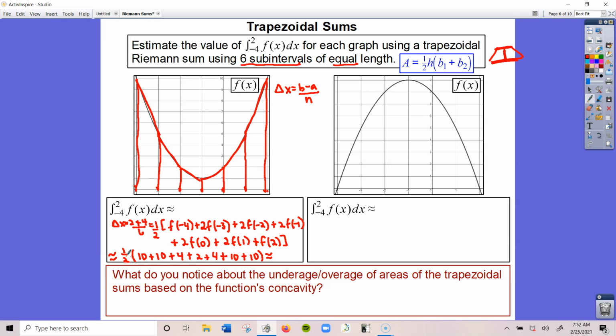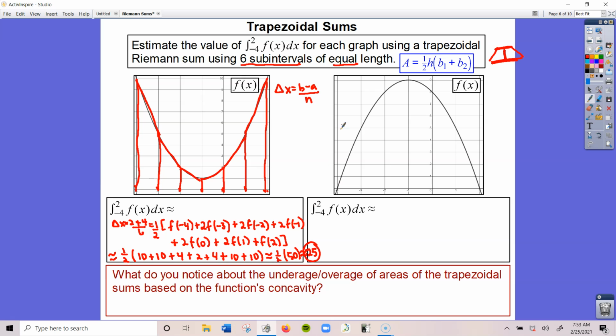And now we add all of this together. So this is 1/2, and then we have 10 plus 10 is 20, plus 4 is 24, plus 2, 26, plus 4, 30, plus 10 is 40, plus 10 is 50. And half of 50 is approximately 25. So that would be the area using the trapezoidal sum of 1 unit.